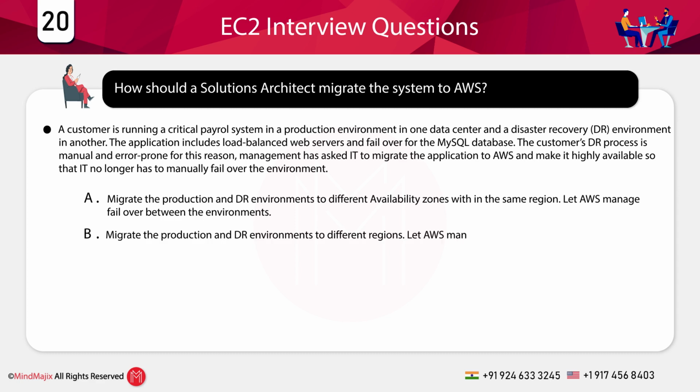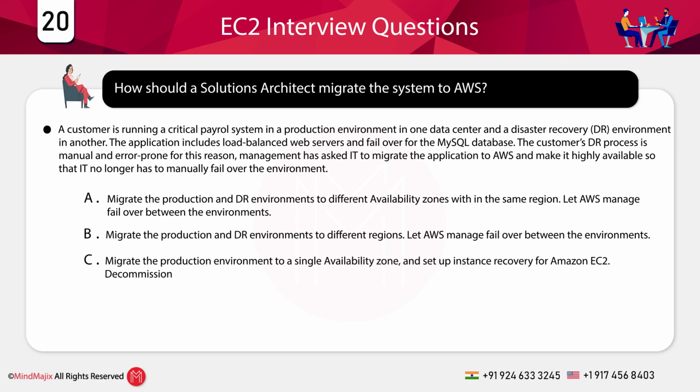Okay, let AWS manage the failover between the environments. It will be a multi-AZ deployment, not a multi-region deployment. Okay, the two different data centers are anyway isolated from each other. So I'll choose A over B. Migrate the production environment to a single availability zone. No, I don't want to migrate the environment to a single availability zone.